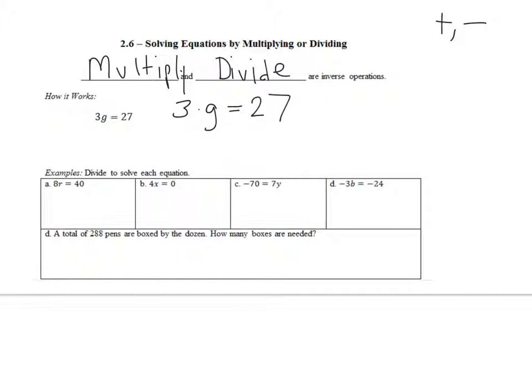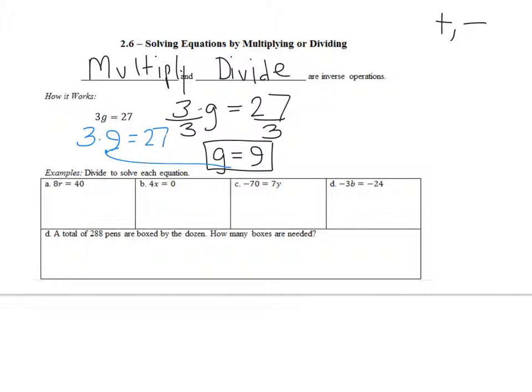In order to undo or get rid of the 3, we have to divide both sides of the equation by 3 to keep the equation balanced. So we're going to have g equals 27 divided by 3 is 9. So the answer is 9. And we can check it. Is 3 times 9, because that's what g was, equal to 27? Yes.